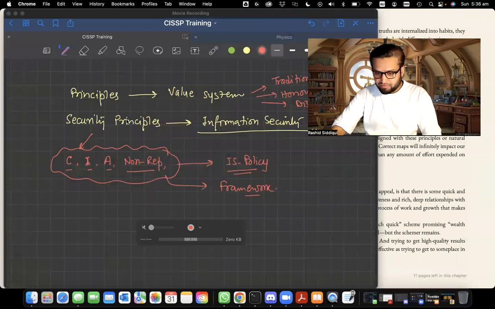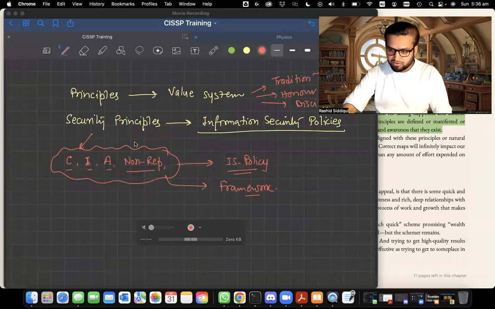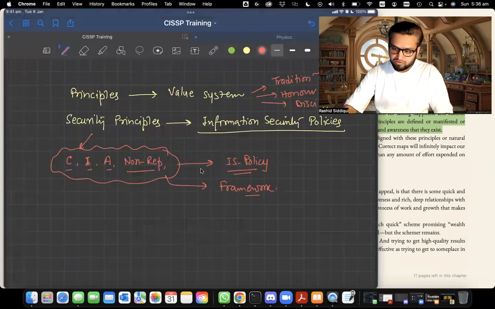So similarly, in information security, we have security principles and information security policy. Policies are based on security principles, and majorly we will be discussing confidentiality, integrity, availability, non-repudiation, and this will give rise to information security policy or information security frameworks like NIST, and other organizations. They actually develop these things.